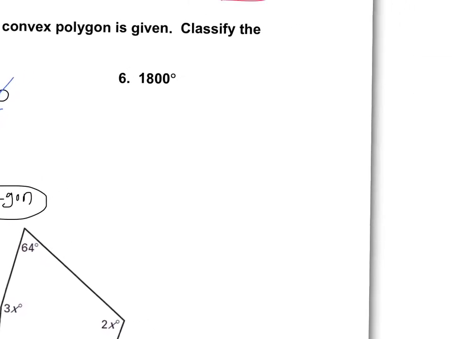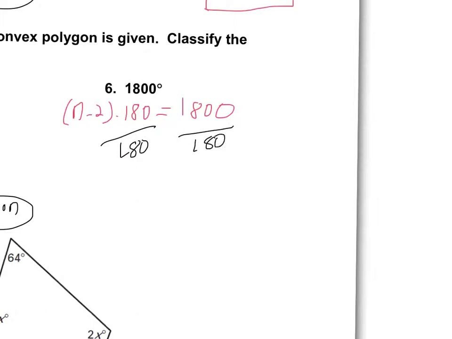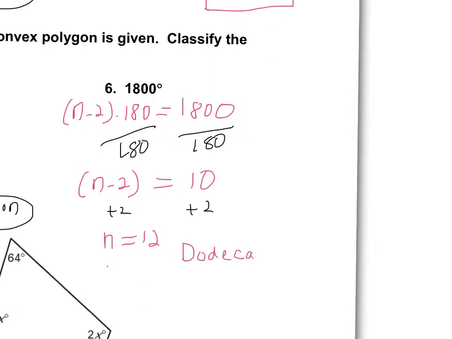Okay, number 6, same type of thing. n minus 2 times 180, in this case it equals 1800. So what kind of shape has 1800 degrees inside? Well, we'll divide by 180. And so that's just going to equal 10. And then add 2. And so this is a 12-sided figure. You could call it a 12gon, or actually we did learn this one. This kind of has a funny name, a dodecagon. So that is one of the ones we learned way back in Chapter 1.